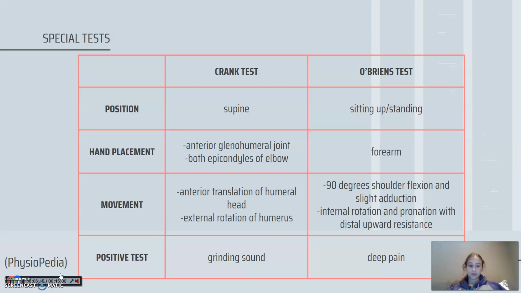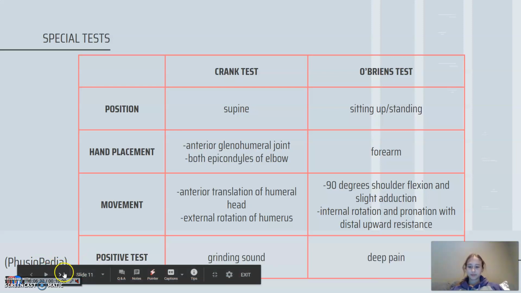Now, the deep part is important because superficial pain can be indicative of other shoulder problems, so that's why it's not 100% accurate. But if it's really deep pain and they know what deep pain feels like, then it should be indicative of a SLAP tear.